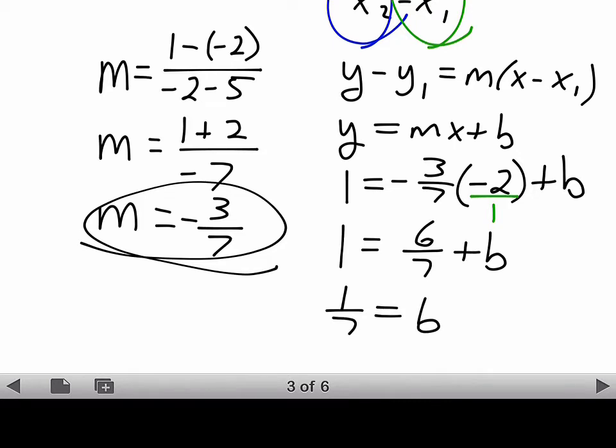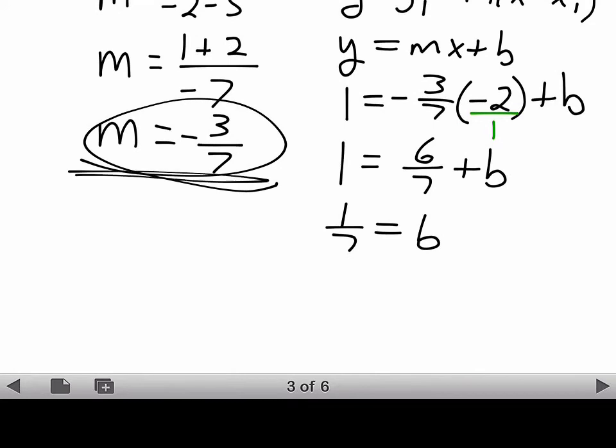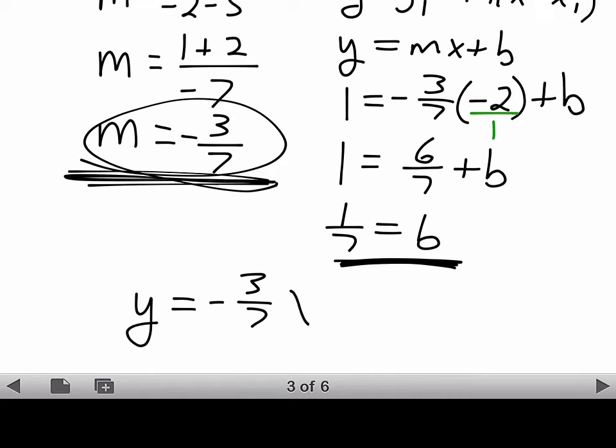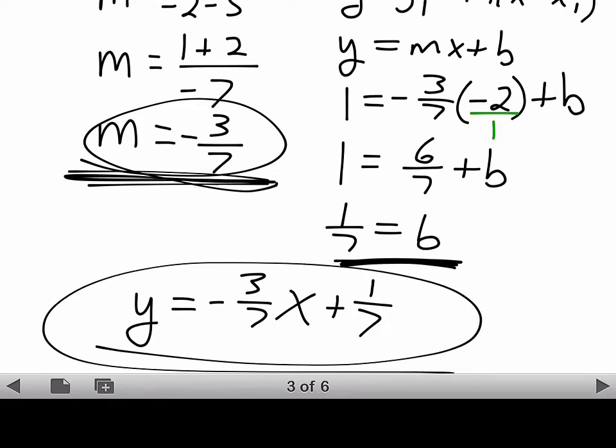And now I can put this information together. I have the slope, negative 3/7. I have b as 1/7. And so y is equal to negative 3/7 x plus 1/7. This would be the answer in slope-intercept form.